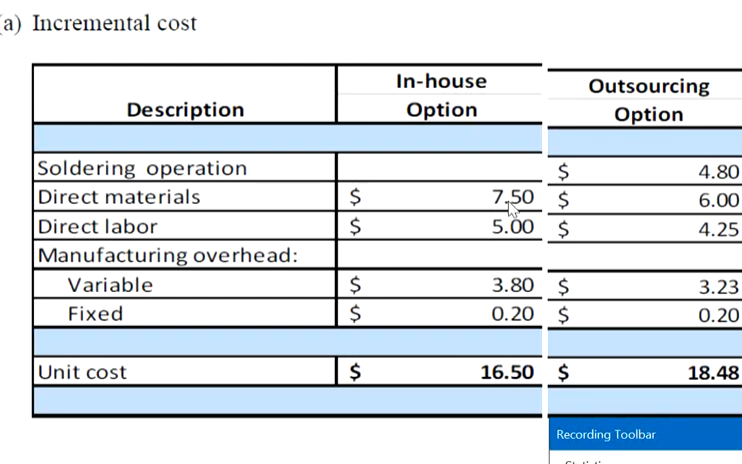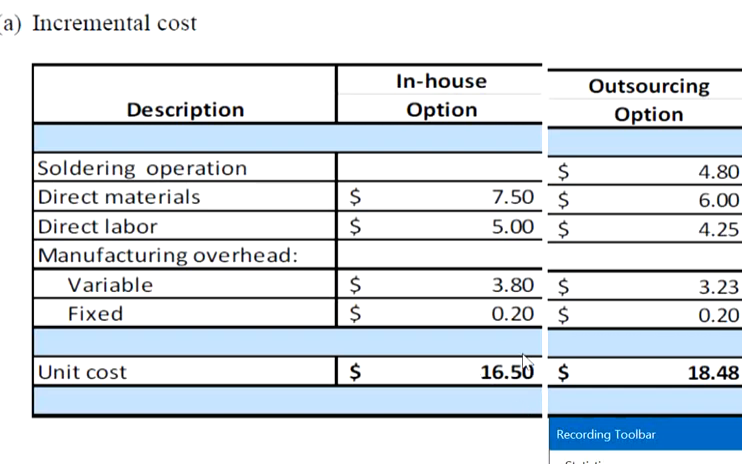Material cost reduced by 20% and labor cost reduced by 15%. So the new material cost is 6, and the new labor cost is this one. There is also a decrease in variable overhead given. Fixed overhead has no change. So now if you look at it, what is the total cost? It is 18.48 as compared to what we had before, 16.50.